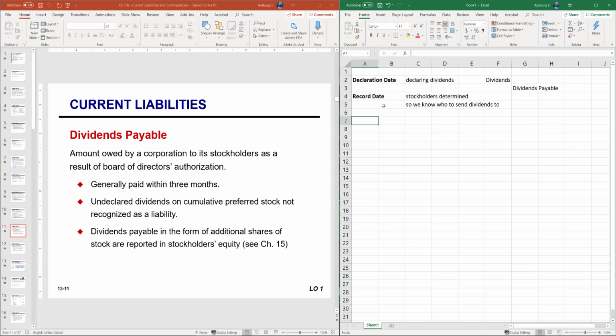And then the very final date is the payment date, where we're actually going to pay the dividend. Since we're paying the dividend on this date, we can remove the prior liability that we incurred. So we'll debit dividends payable. Generally when we pay the dividends, we'll be paying out in cash, so you'll credit cash. We'll just put a no entry for the record date. So these are your three dates and the general journal entries you'll make on each date.